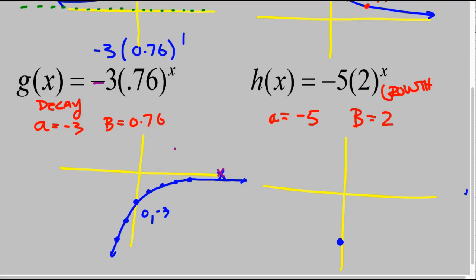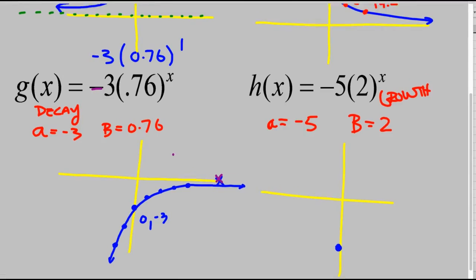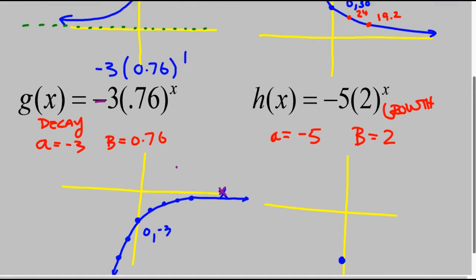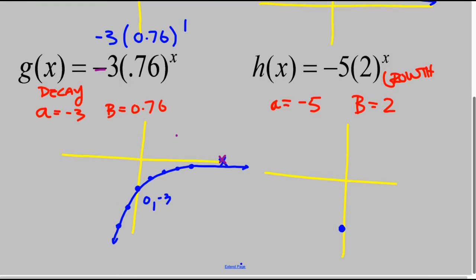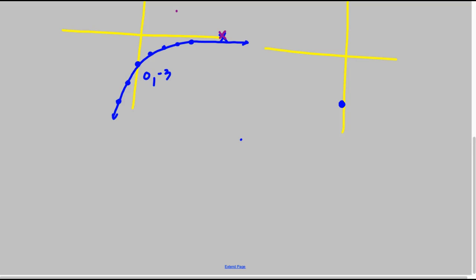And so actually it's going to grow, but it's going to grow in the other direction, right? My smartboard's off a little bit. So now it's going to end up going down. So it ends up going like this.